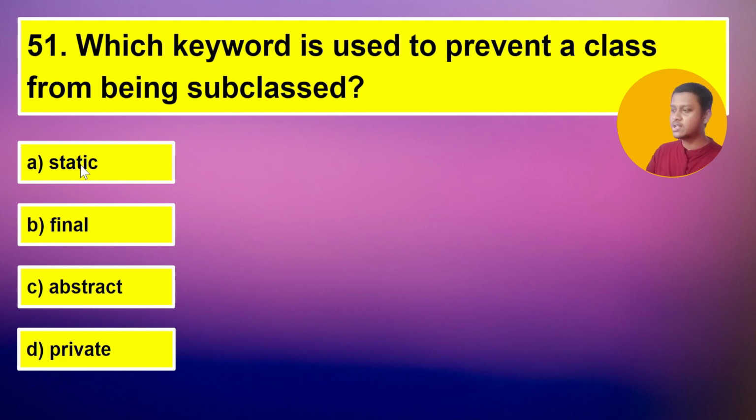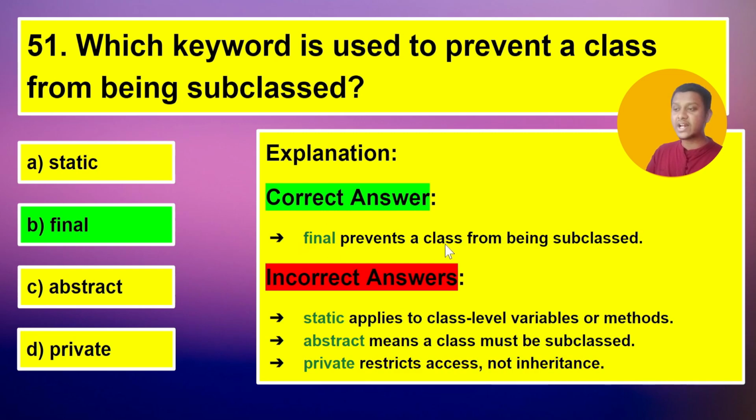Option A static, option B final, option C abstract, and option D private. So here the correct answer is final. Final prevents a class from being subclassed, and static applies to class level variables or methods. Abstract means a class must be subclassed, and private restricts access, not inheritance.